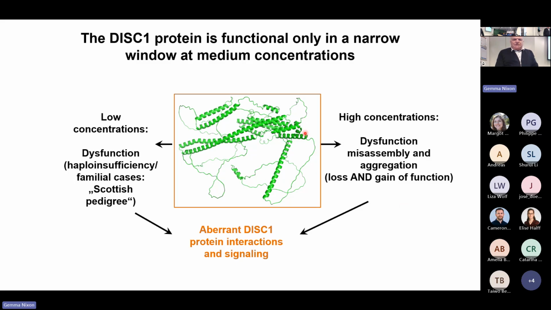Basically, the way we see it is that at DISC, this is an AlphaFold2 structure. There is no structure for DISC yet. I think there is a publication underway that eventually will address that. Very low concentrations, such as in the Scottish family, lead to a haploinsufficiency phenotype, which causes mental illness, and very high concentrations lead to aggregation and to loss and gain of function, leading also to aberrant DISC signaling. So there is a narrow window when DISC will work properly.